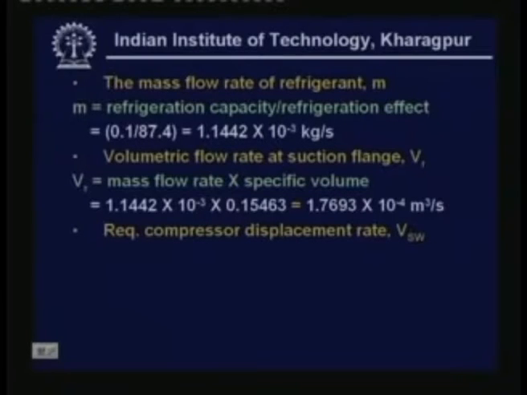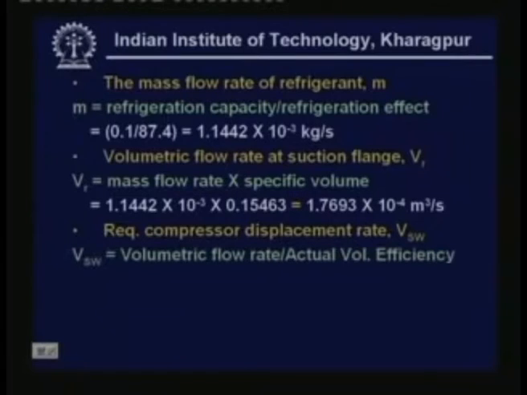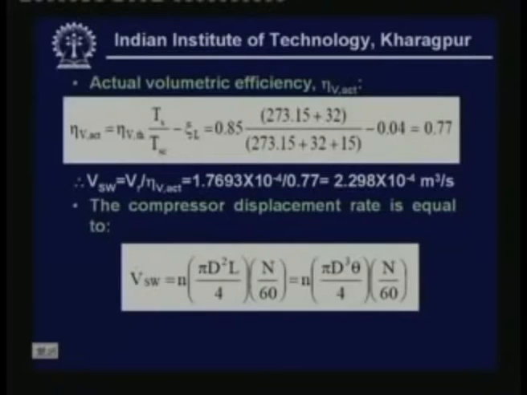Then we have to find out the required compressor displacement rate. And as you know, the compressor displacement rate is nothing but the volumetric flow rate of the refrigerant divided by the actual volumetric efficiency. We know the volumetric flow rate, we have to find out what is the actual volumetric efficiency. So let us find out the actual volumetric efficiency.